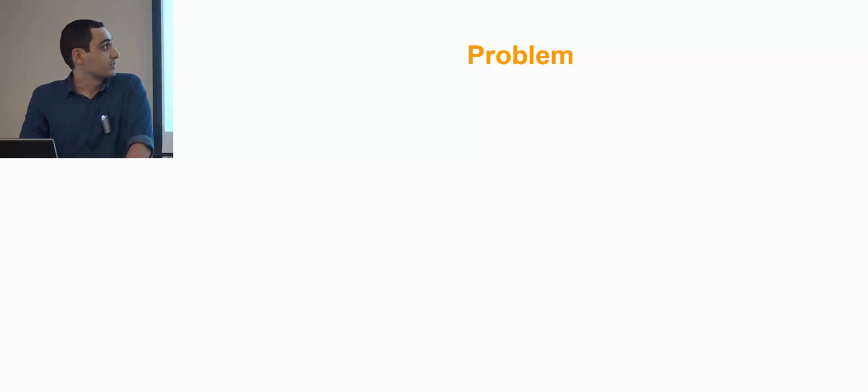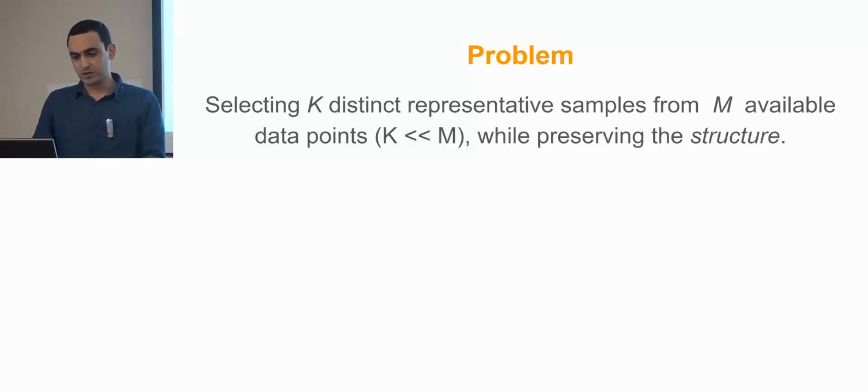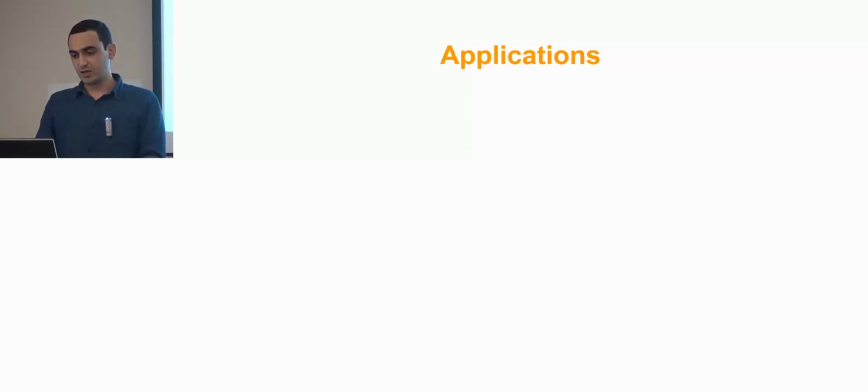Okay, let's start with the problem definition. The problem definition is pretty straightforward. We want to select K representative samples from M available data points, and of course, the number of selected samples is a lot less than the number of available data points. And we want to preserve the structure, and the structure is defined in many different ways, leading to many different data selection algorithms and many different applications.